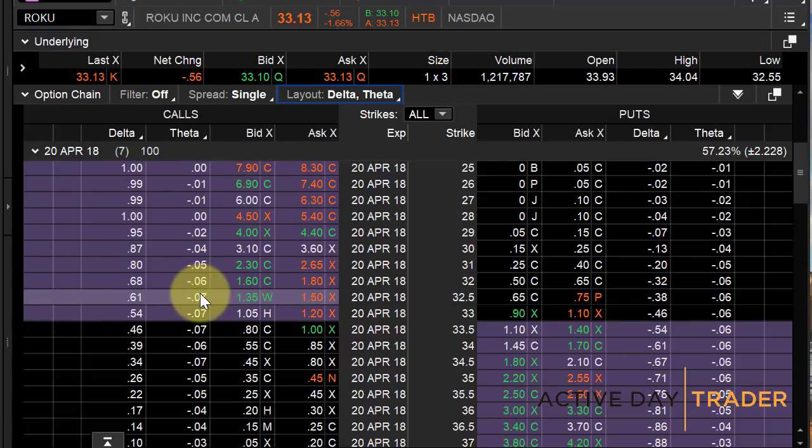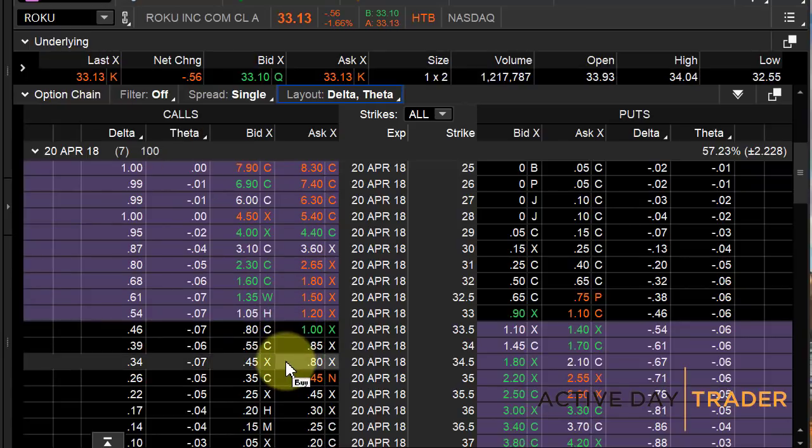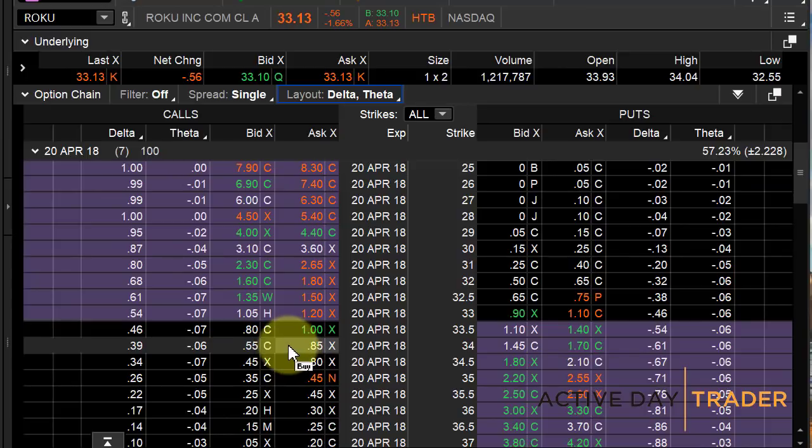Look at delta as the percentage that an option can be in the money or not in the money. Finally, theta is just time. Right now, the market is pricing 55 cents at 85 cents on the 34 strike. If there was 1 minute until expiration, if we were next Friday and there's only 1 minute until expiration and the stock's at 33.13, these are worth 0, right? The market's going to price in a 0 probability of Roku getting up that much in 1 minute or 1 second.